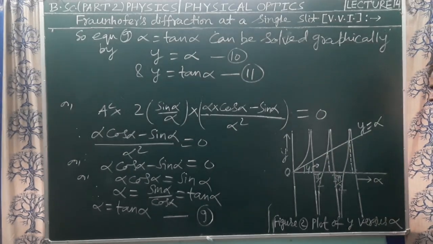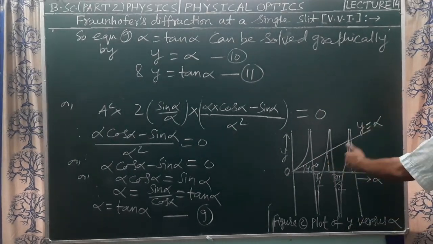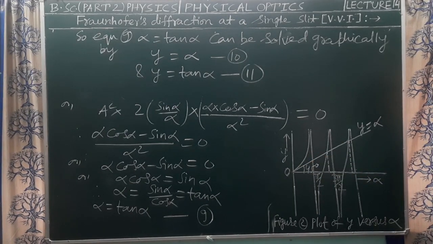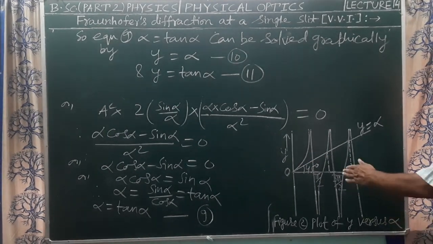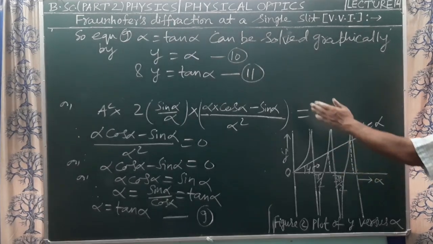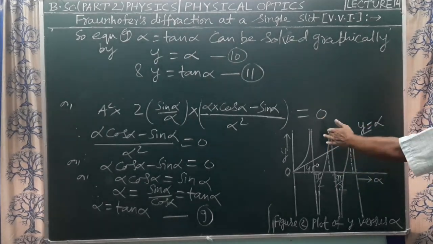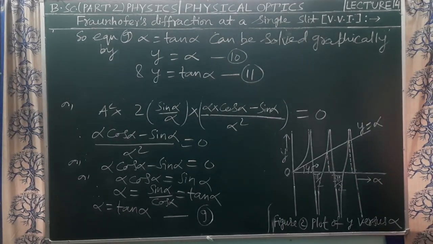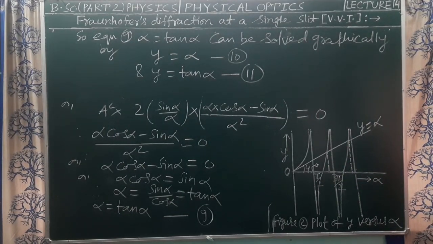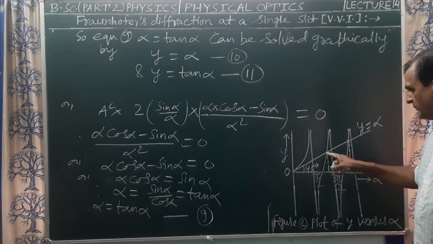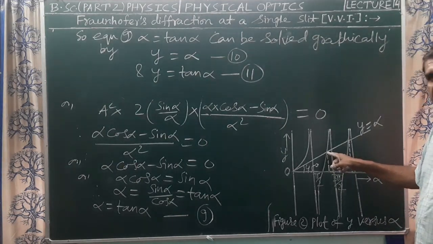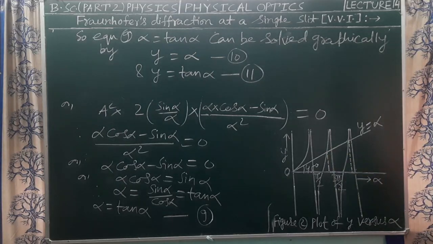So the straight line y is equal to alpha is passing through the origin, and the graph of y is equal to tan alpha given by equation 11 is represented by a discontinuous curve similar to the graph of tangent. So the point of intersection of these two, that is y is equal to alpha and y is equal to tan alpha, gives the direction of maxima.